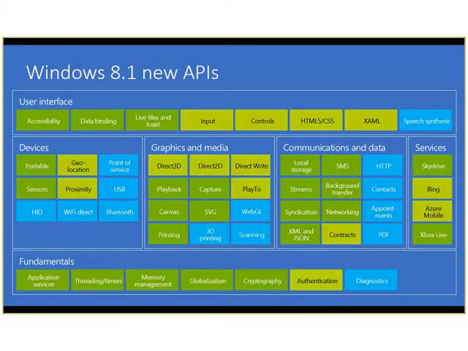And with 8.1, you can see the new APIs. For example, point of service, USB support, Bluetooth support, Wi-Fi Direct support, 3D printing, which is really huge, WebGL support, scanning, speech synthesis, HTTP support. For example, contacts, appointments, PDF support right now, and diagnostics. There are lots of improvements. You can go there and check it.